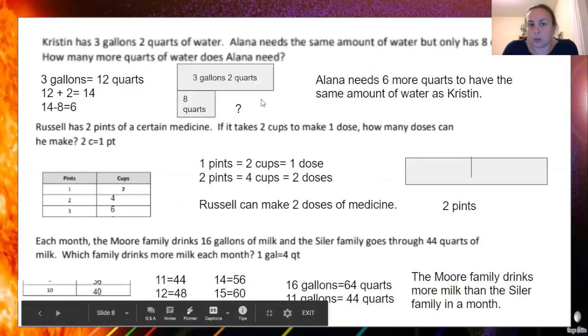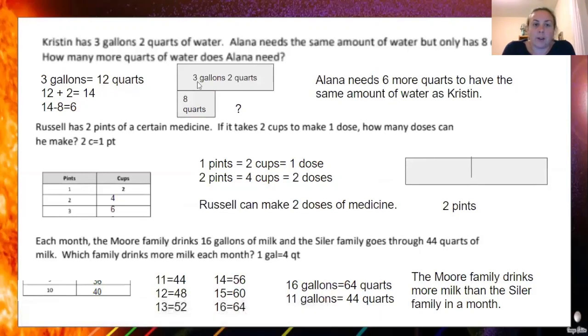So again, we use the redraw, and we have a little picture here. So this one, we have 3 gallons and 2 quarts versus 8 quarts. And then how many more quarts of water does Elena need? So we have 3 gallons, which is the same as 12 quarts. And then 2 more gives her 14 quarts. So Kristen has 14 quarts. Elena already has 8. So 14 minus 8 equals 6. So she needs 6 more quarts to have the same amount as Kristen.